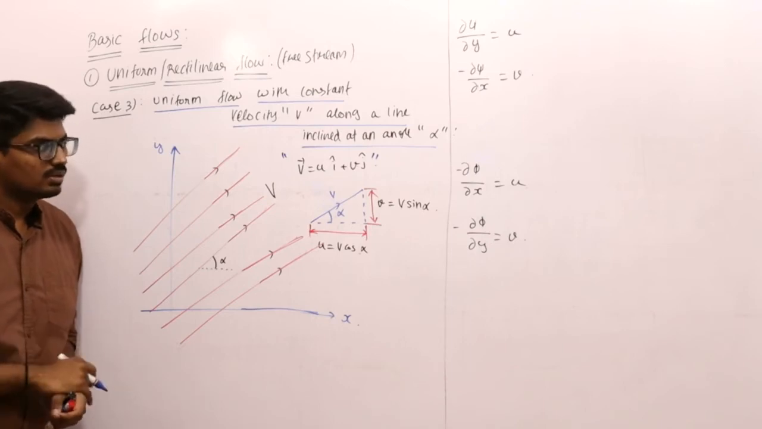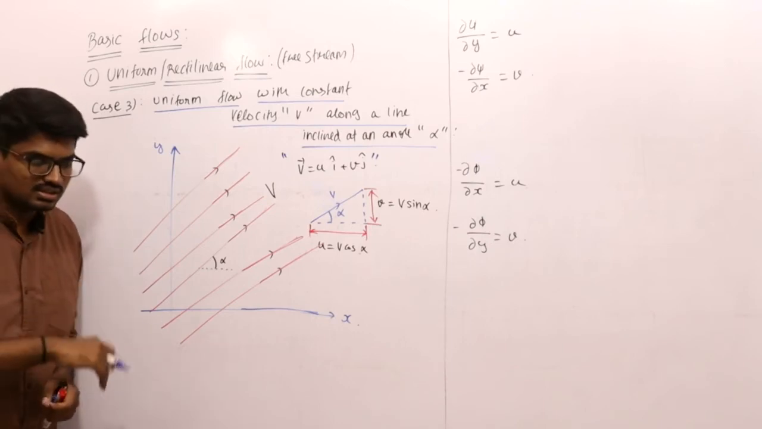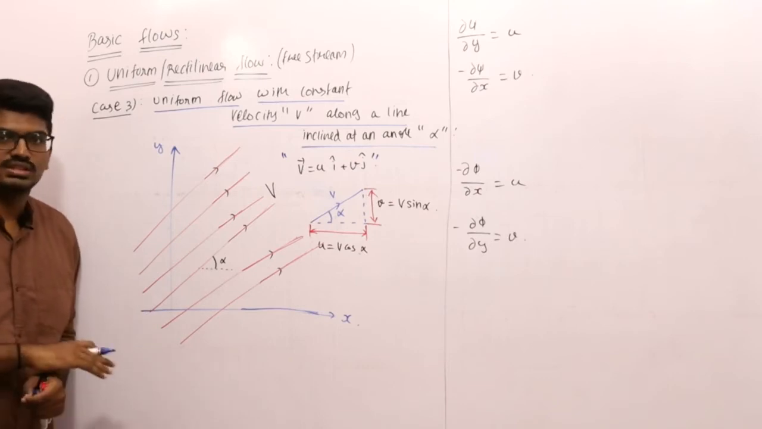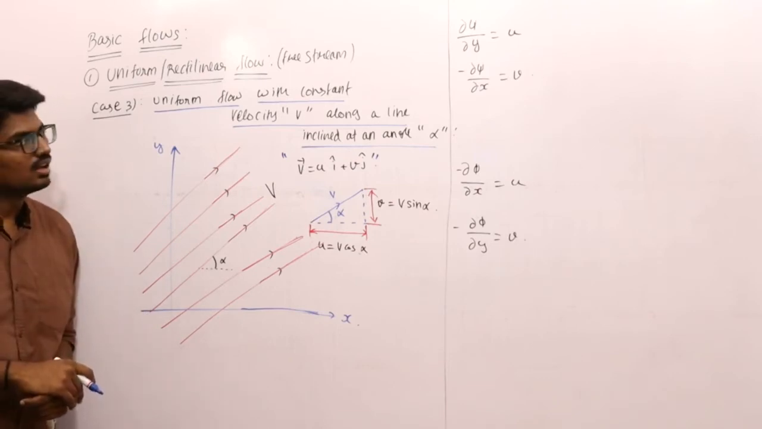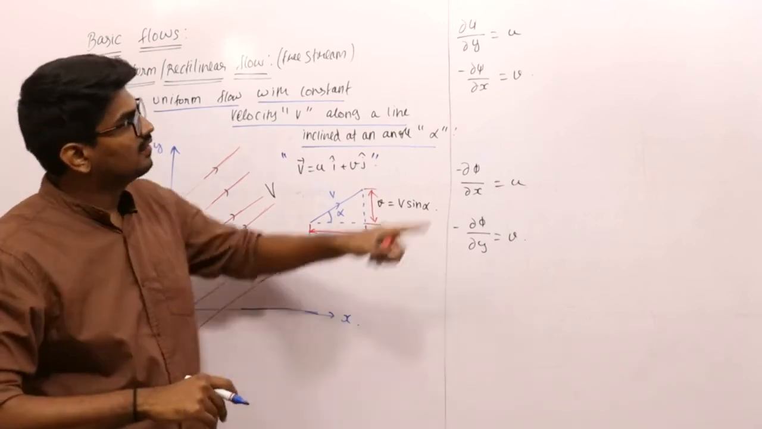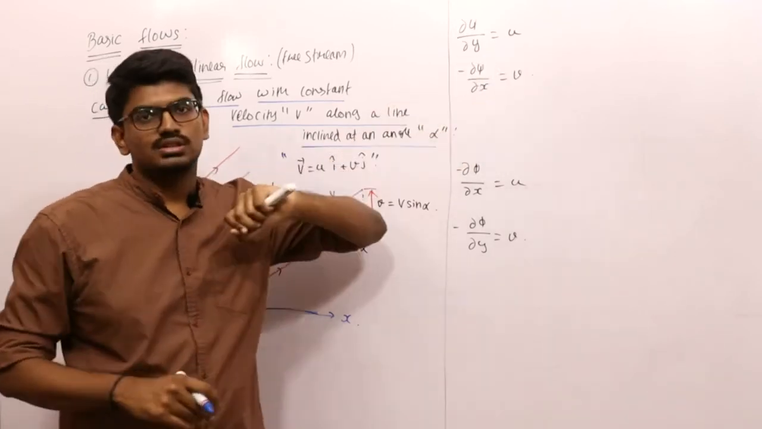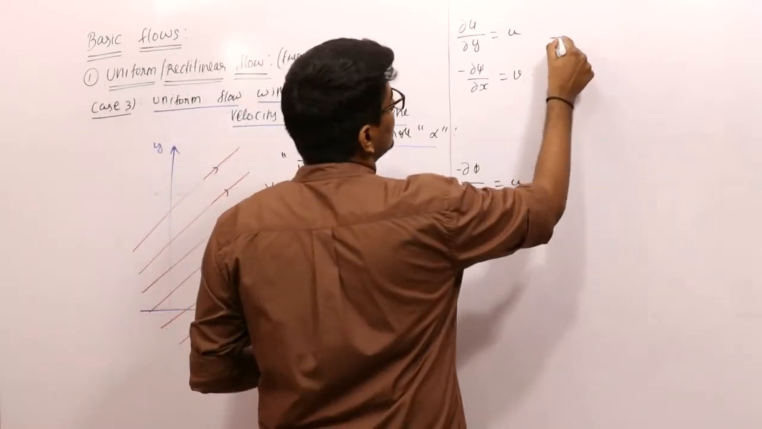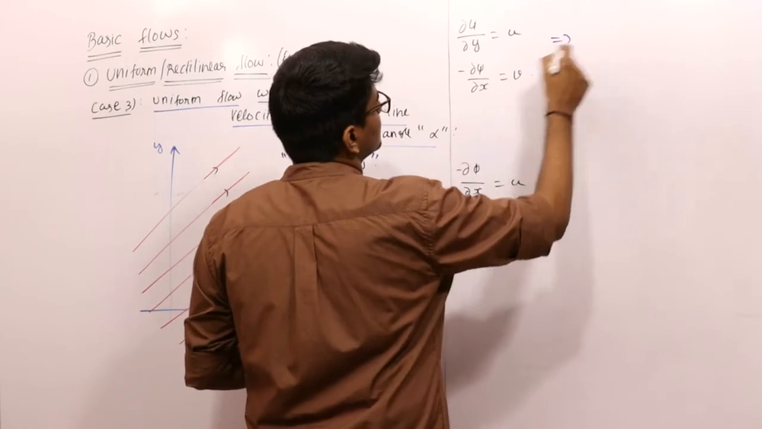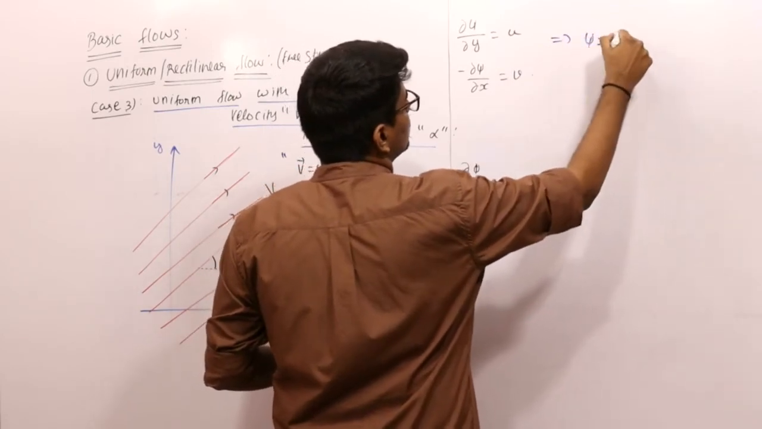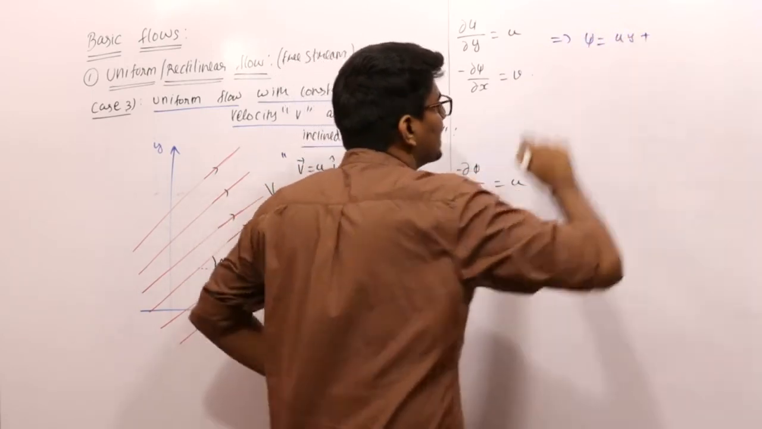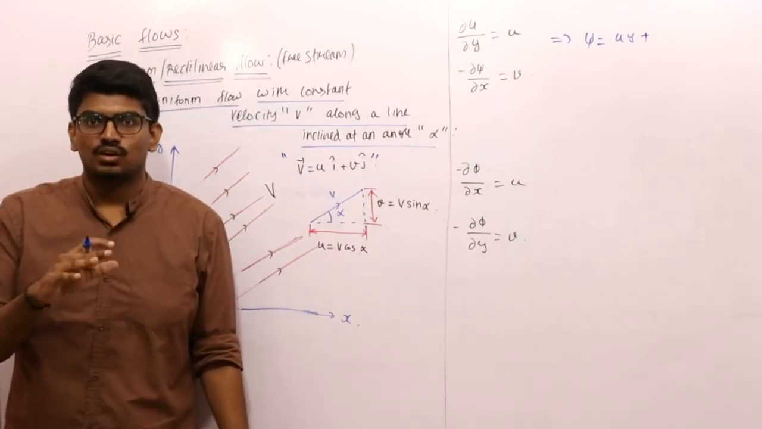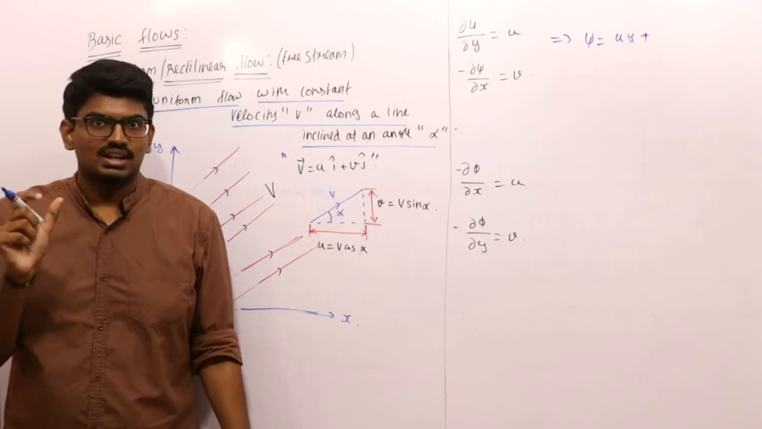Now how to find out how the constant stream function line looks and how the equipotential line looks? Simple, take the equation. Here v is also not 0, u is also not 0. So let us do the integration of this partial differential equation. If I do the integration of this, phi will be equal to u into y plus, generally when I am integrating with normal differentiation, I will get some integrating constant.